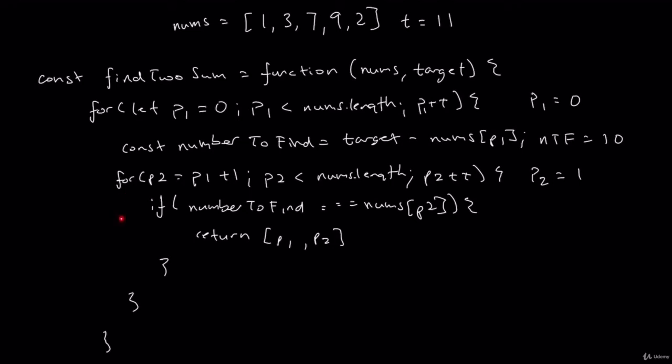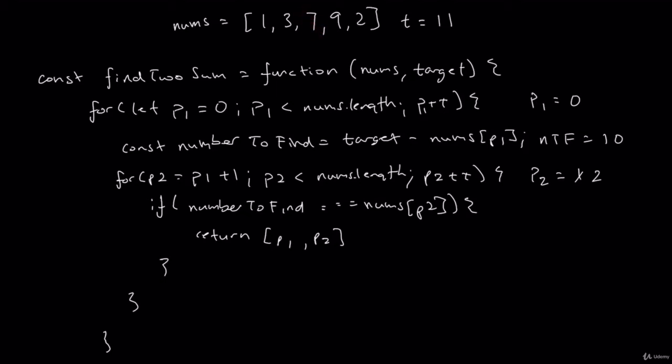Then we step into our for loop and do our check. We see if numberToFind is equal to the current value at P2. numberToFind is 10. P2 is at 1, so this is 3. 3 is not equal to 10. So this ends, and P2 is going to increment to 2. We go back in and check once again. Is numberToFind of 10 equal to P2 at 2, which is 7? No. 10 is not equal to 7.